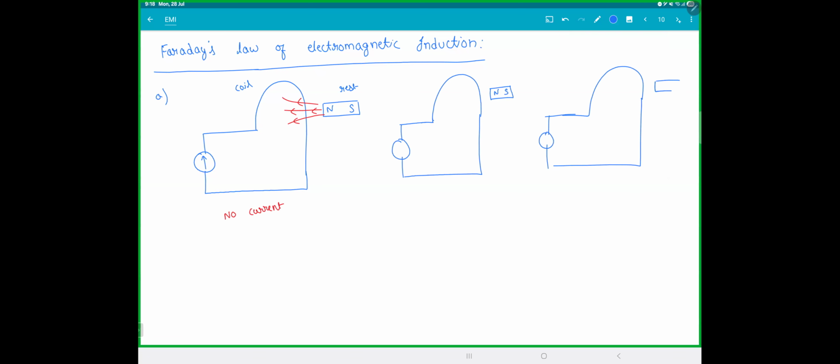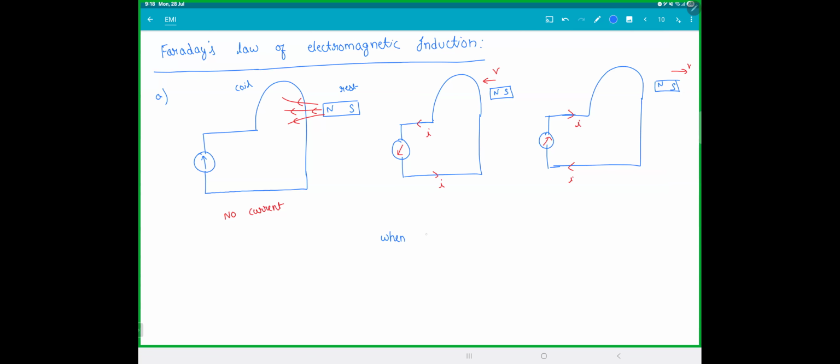North, south, north, south. This time, if you bring the magnet towards the coil with some speed V, you observe there is suddenly a current and the needle starts deflecting. If you move the magnet away from the coil, you'll observe the current goes in the opposite direction. There is again a current. So whenever the magnet moves, the magnetic field changes and there's a current.